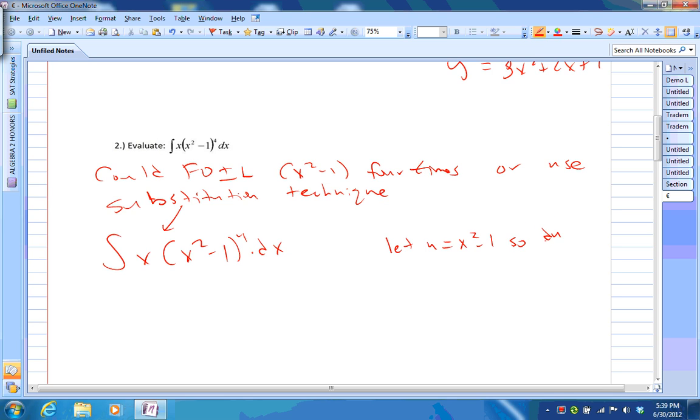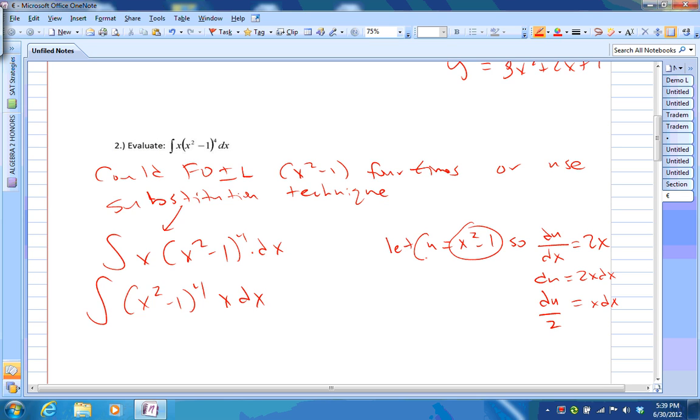So du over dx, when you take the derivative of u with respect to x, do it for both sides, you get that. So du equals 2x dx, or x dx equals du over 2. So now we substitute. So if I, first of all, rewrite this like that. So x squared minus 1 is obviously u. So that becomes the integral of u to the 4 power. And x dx is all this right here. So times du over 2.